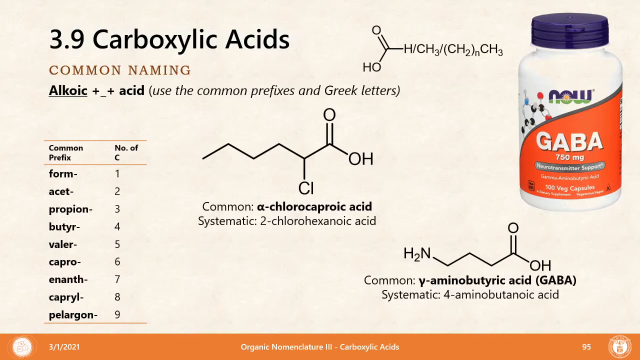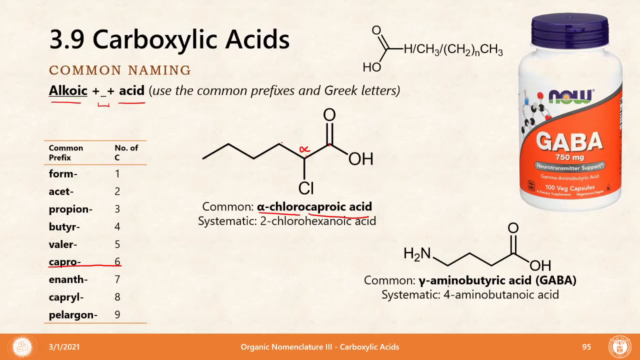Being a terminal functional group, we also apply the same common naming schemes to carboxylic acids as in aldehydes. And here are the examples. So we use alcoic plus the space acid. Here's an example. Alpha-chlorocaproic acid. Having 1, 2, 3, 4, 5, 6 carbons, we use caproic acid. At the alpha position, we have a chlorine, so alpha-chlorocaproic acid.